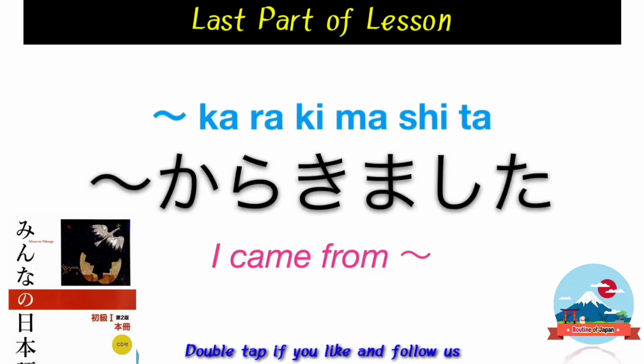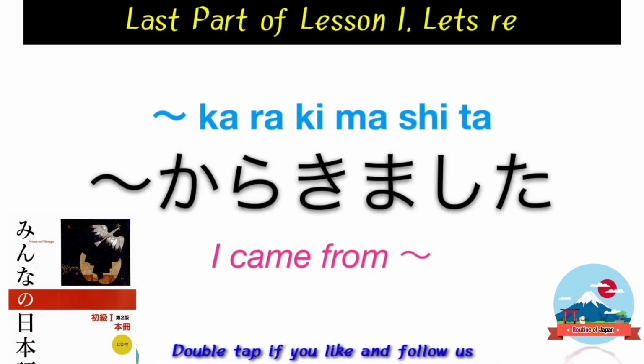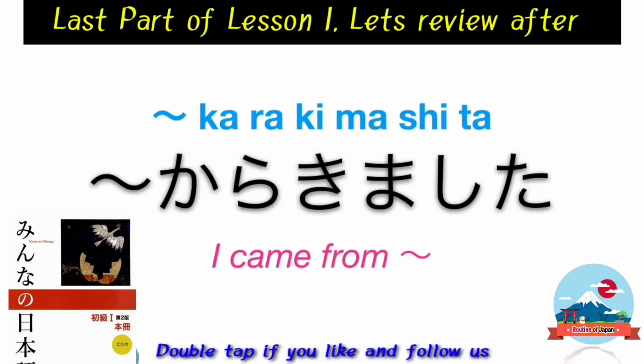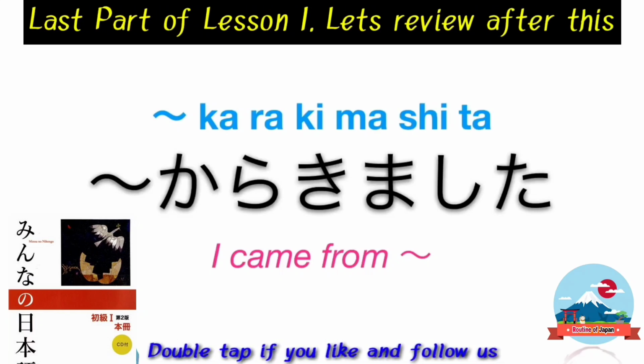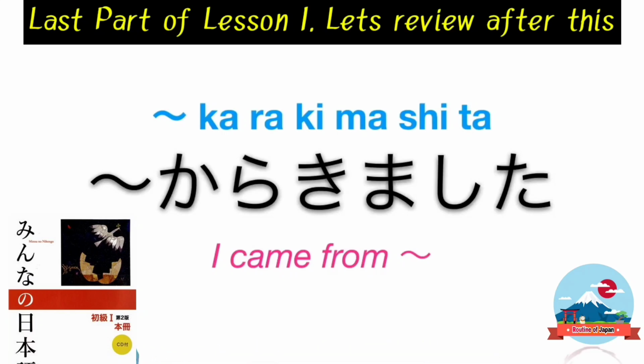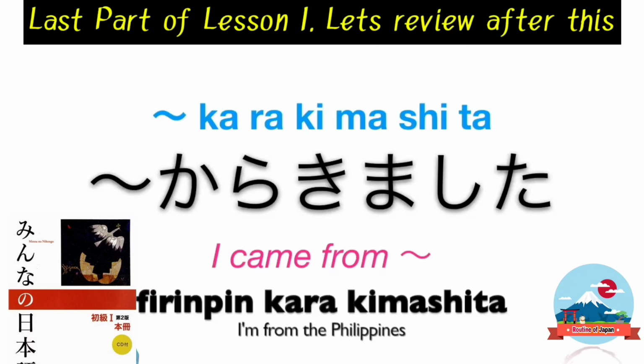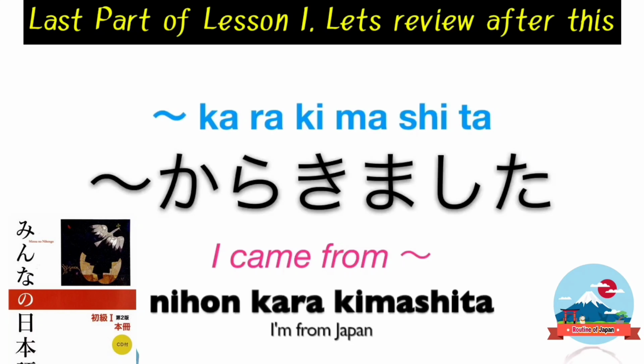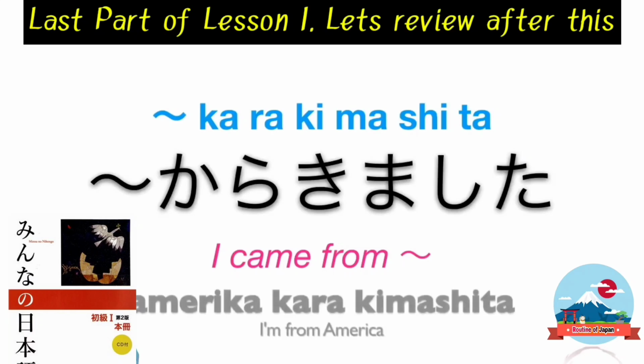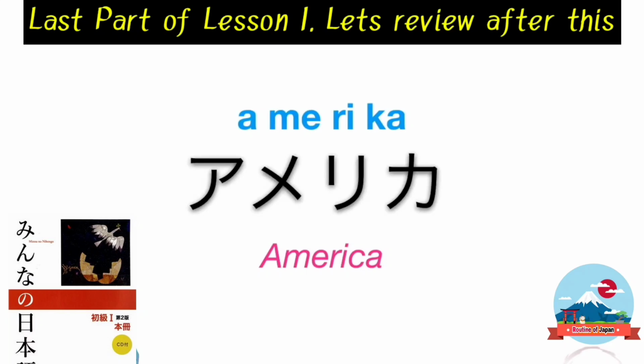Doko doko kara kimashita. Doko is where. So doko doko kara kimashita means I came from or I'm from. Usually when you do a self-introduction and you're a foreigner, you say this phrase. For example, I'm from the Philippines. フィリピンから来ました。Or, I'm from Japan. 日本から来ました。Or, I'm from America. アメリカから来ました。So here are some examples of how you pronounce common countries in Japanese.